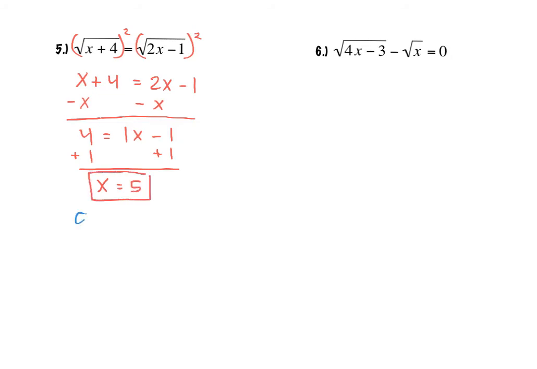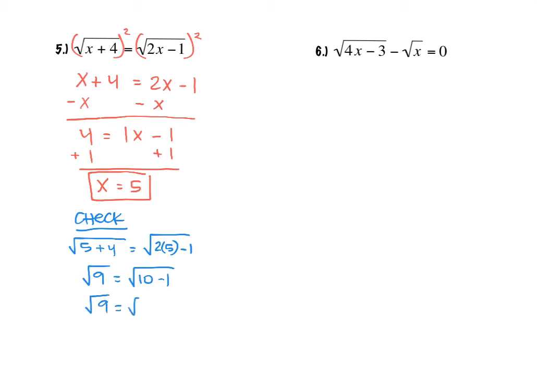And then I can do my check step. I go back to the original, so I have the square root of 5 plus 4 would equal the square root of 2 times 5 minus 1. So this would be the square root of 9. Over here, 2 times 5 is 10, but 10 minus 1 is also 9, so the square root of 9 equals the square root of 9, or I can say 9 equals 9, and so that one worked.